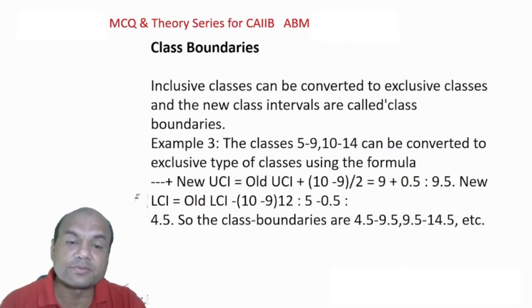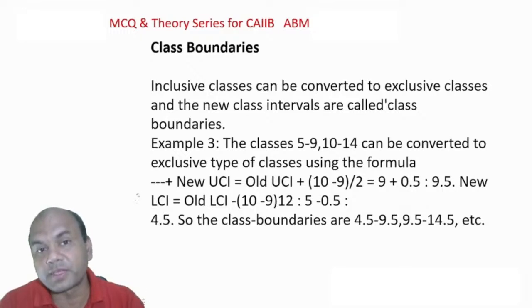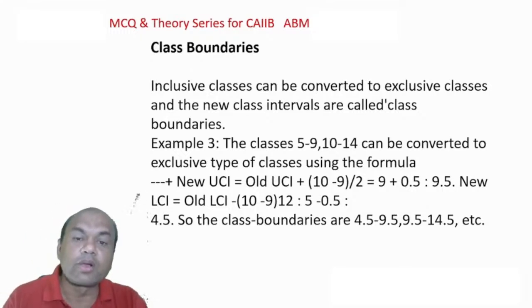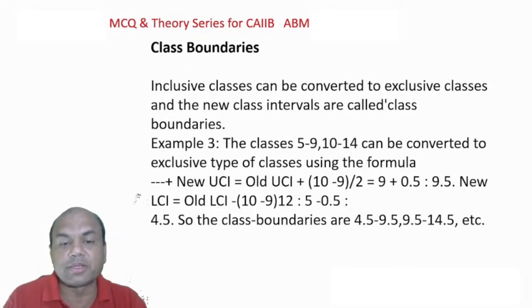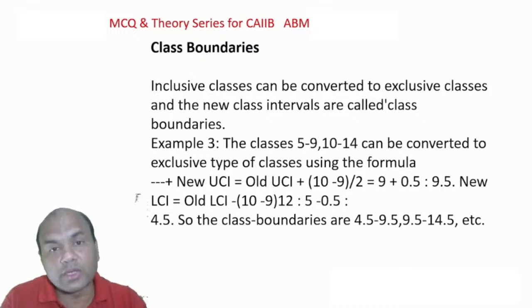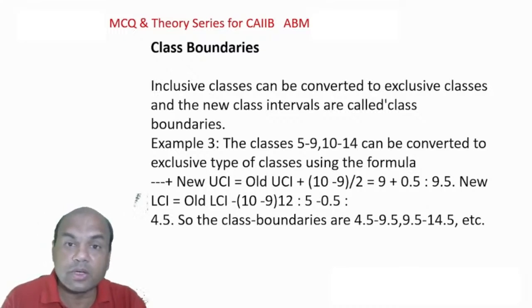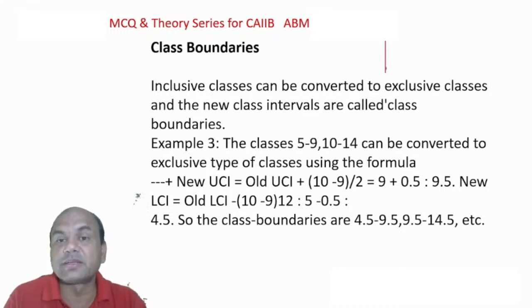Class boundaries. Now there are two types of class boundaries. Remember, what is a class boundary? I'll give you a simple example. Just now we saw the classes, 0 to 5, 5 to 10. Now it can be of two types. What are the two types? Let's say I divide it like this. Let's keep it simple.